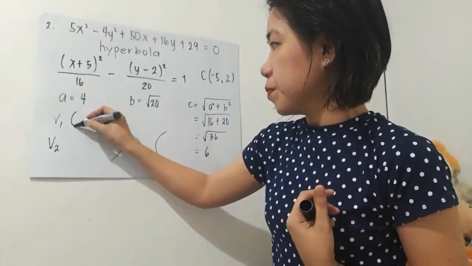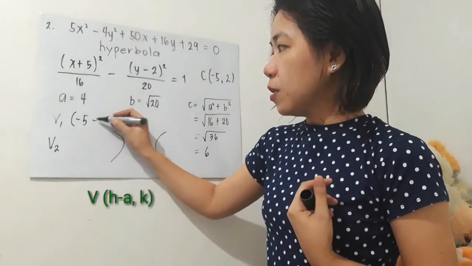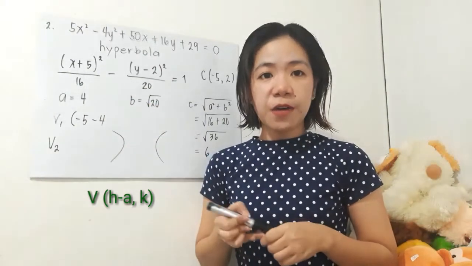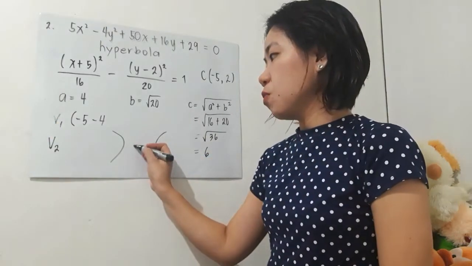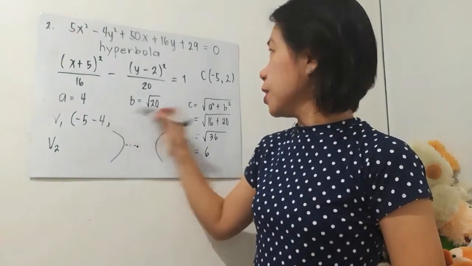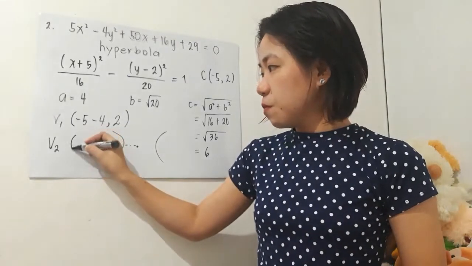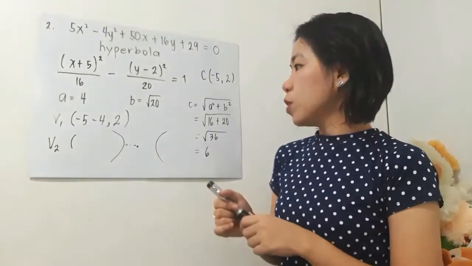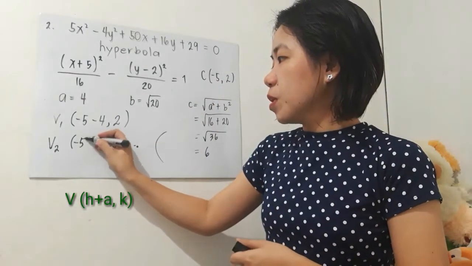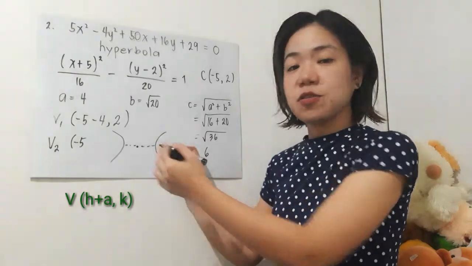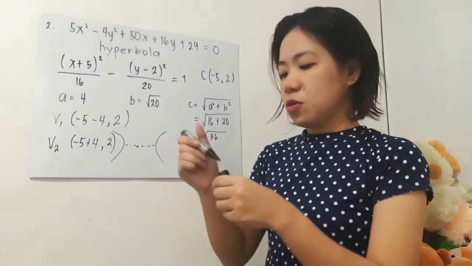That would be the center, or h, negative 5 minus 4. Why negative 5 minus 4? From the center, you will move 4 units to the left. So, negative 5 minus 4. And then just copy k. So we have 2. And then for the second vertex, or v sub 2, we'll have to move to the right. So from the center, we have h, negative 5. If you move to the right, that is addition. So plus 4. Then copy 2.